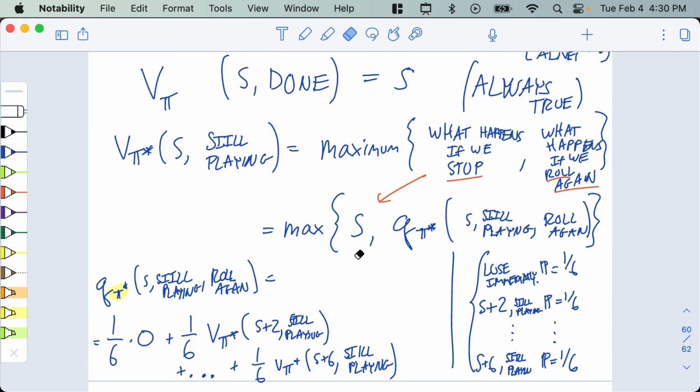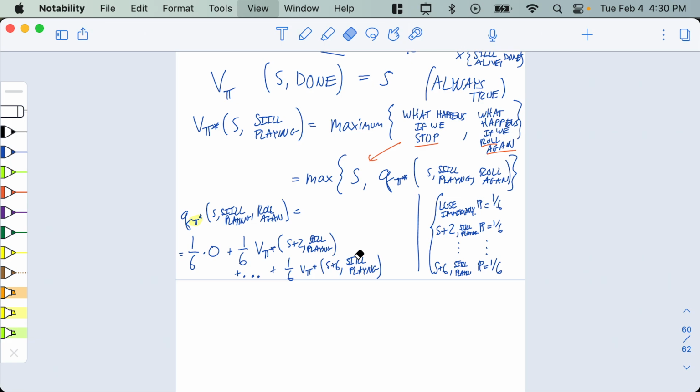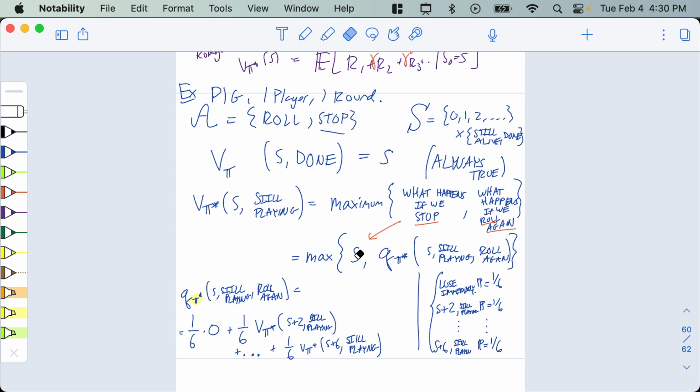Okay, and again, just like before, yeah, question? So it's just the average of like all the possible outcomes. It's the average of all the possible outcomes. That's right. That's exactly what it is.